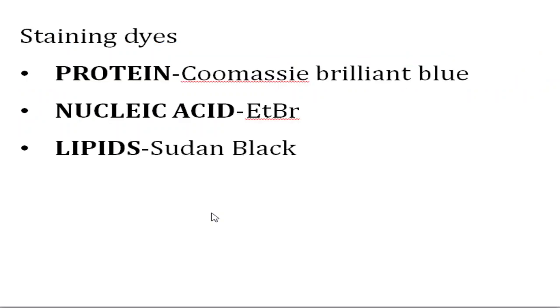Next, what are the staining types? Protein is stained by Coomassie brilliant blue. Nucleic acid is stained by ethidium bromide, and lipids are stained by Sudan.